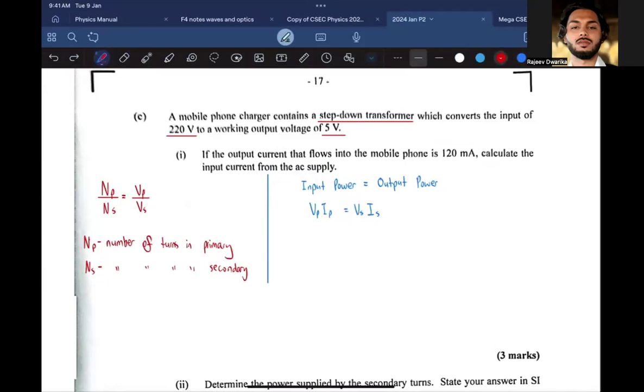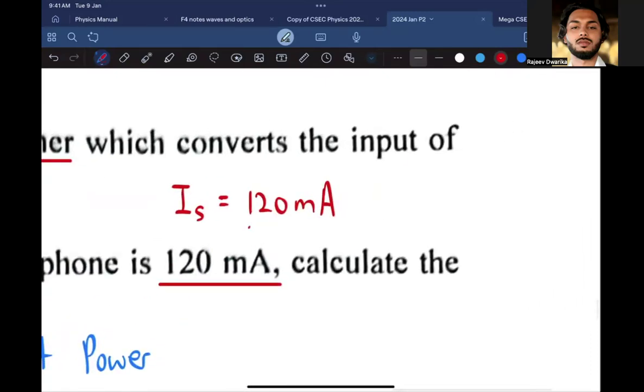They gave me the output current. So output current, that'll be IP or IS? The output is in the primary or the secondary winding? The primary is where you put it in, so it's the secondary. They gave us IS, the secondary current, 120 milliamps.